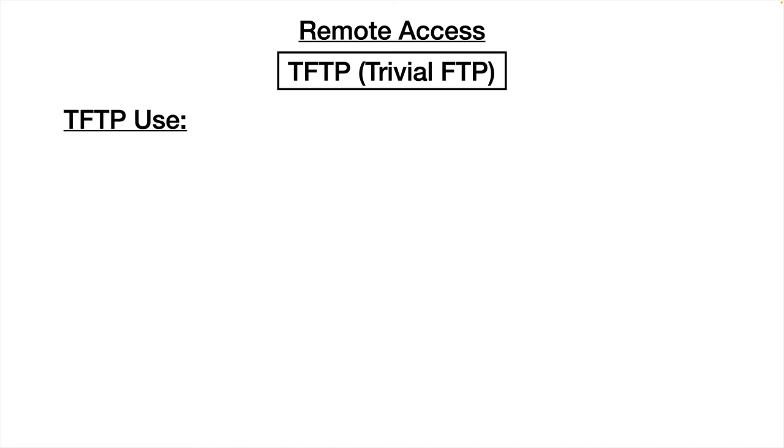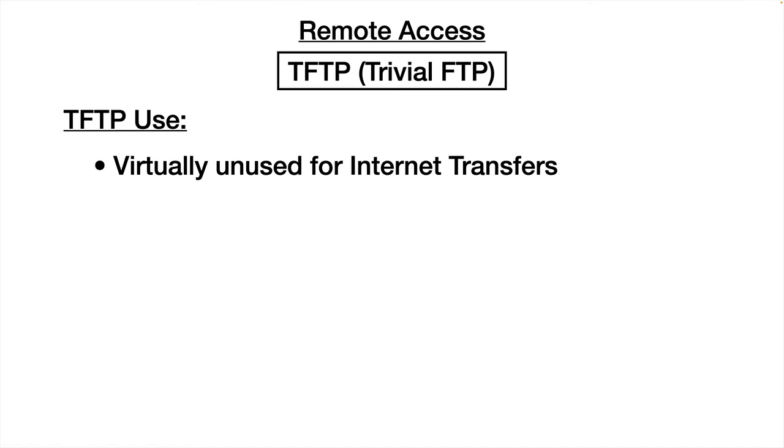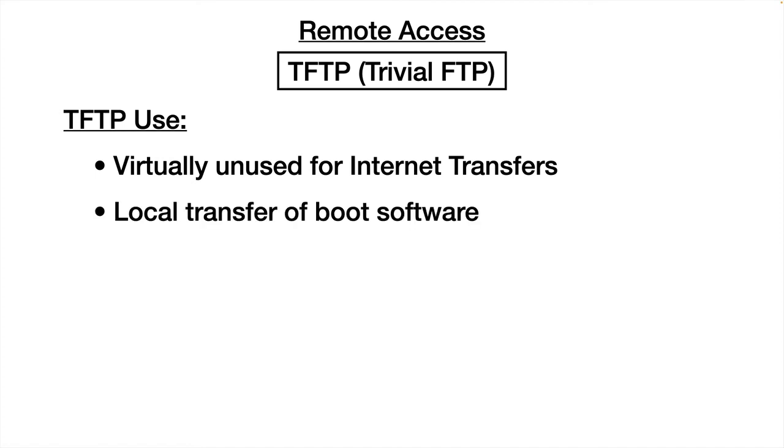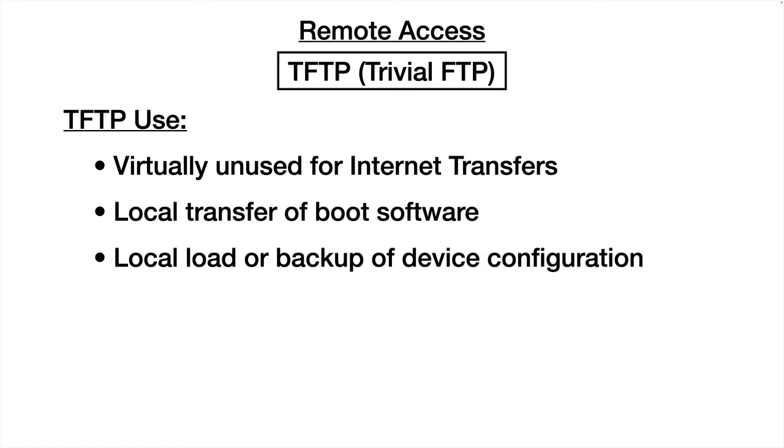So what is Trivial FTP used for? I don't know that it was ever really heavily used for transfers over the internet like FTP, but virtually it is never used for internet transfers. We might use it to transfer boot software that downloads to, let's say, a diskless client. We might use it, like we use this in Cisco classes, for loading or backing up device configurations. So that finishes the discussion of some concepts related to remote access.